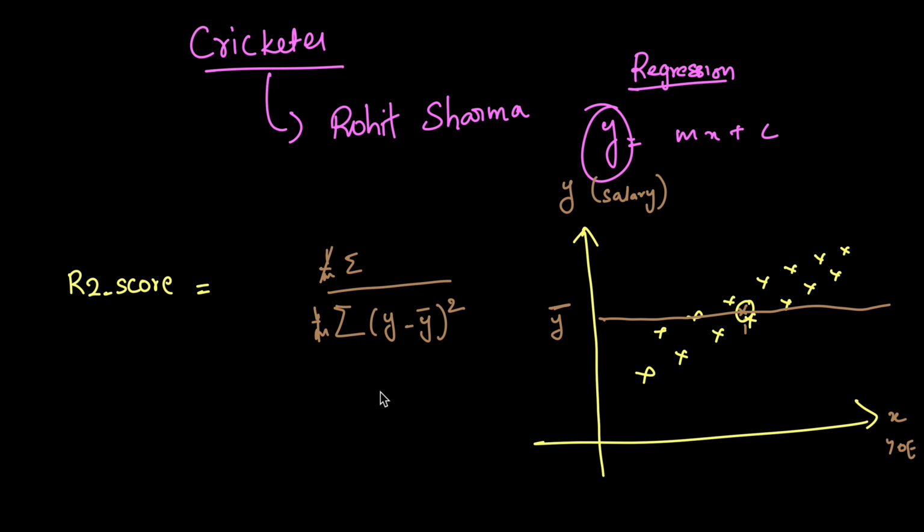And why are we having this in denominator? Because we are comparing our model with some average model. And here, what is our average model? Which is giving the same value for all the inputs. That means the same average value for all the inputs. That is our y average. And in the numerator, we'll be having the predicted values. And what are these predicted values? This we'll be getting from the line that is given by the linear regression.